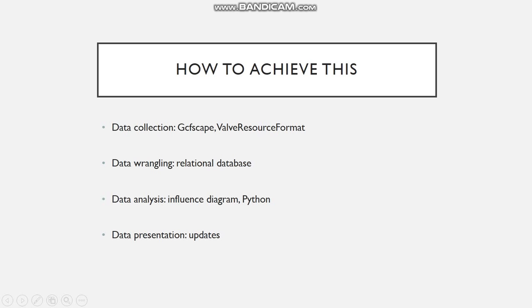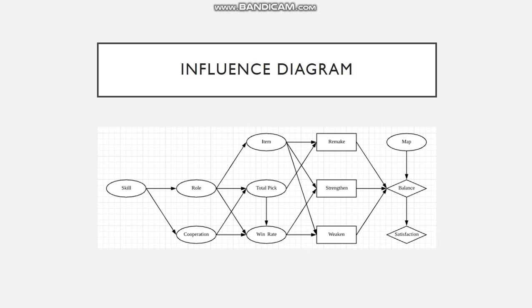After wrangling the data, WoW will first analyze the correlations of data and then visualize them. In this phase, Python is needed to visualize, and an influence diagram is made to describe how factors affect others and determine the updates. And finally, data presentation means updates are released to present values to players.